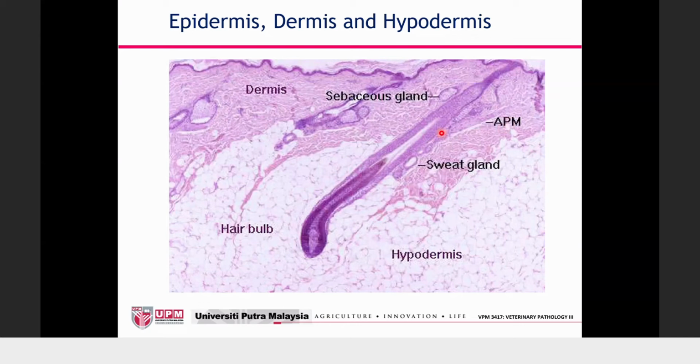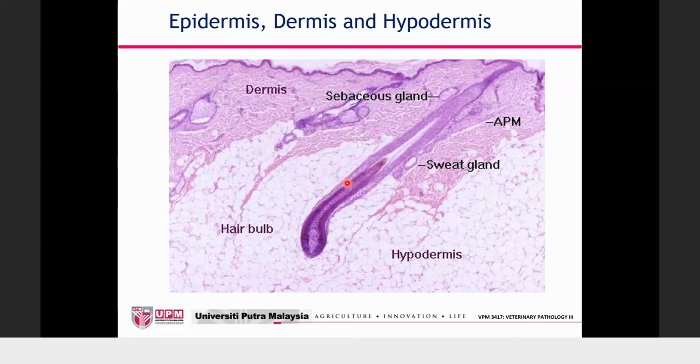You have the APM, which is the erector pili muscle, and then you have the sweat gland, and this one is the sebaceous gland. This one and this one are also sebaceous glands. This is the hair bulb, which is responsible for the formation of the hair follicle. These are the basic structures that you should see in the skin. Please memorize this. You have to know the normal before you can identify what is abnormal.